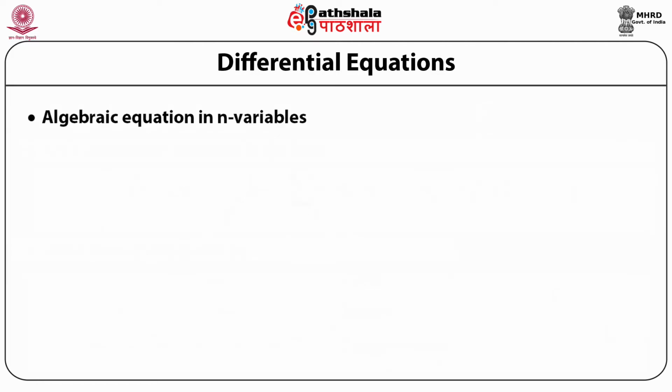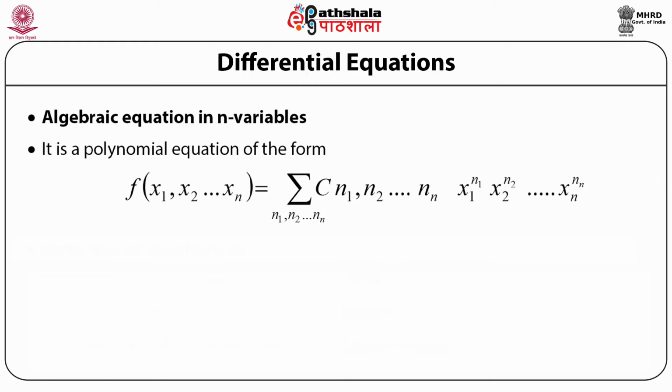We considered the algebraic equation in one variable. We can in general have the algebraic equation in n variables. An algebraic equation in n variables is a polynomial equation of the form: a function of x1, x2, ..., xn, in general, can be written as a sum over n1, n2, ..., nn of the coefficient c, which itself is a function of n1, n2, ..., nn, multiplied by x1 to the power n1, x2 to the power n2, up to xn to the power nn. So, this is the equation which involves the variables x1, x2, ..., xn of all powers related to some function of these variables.